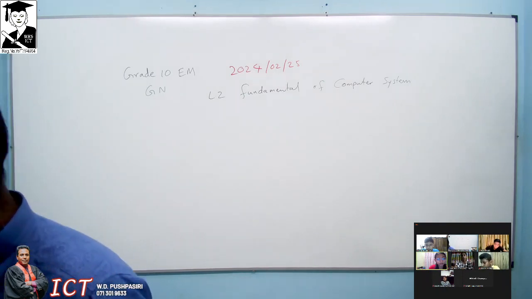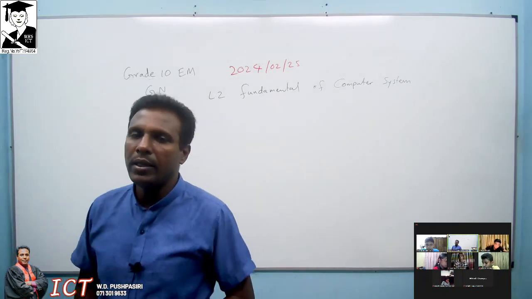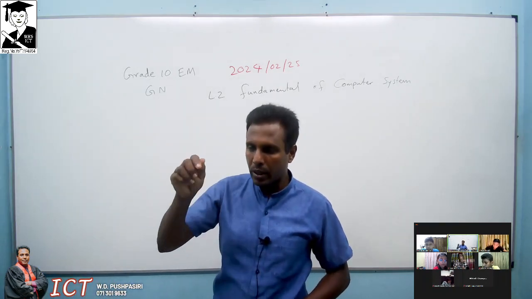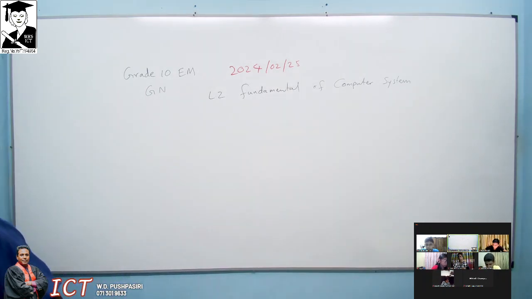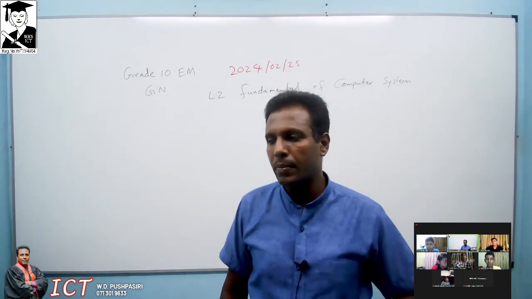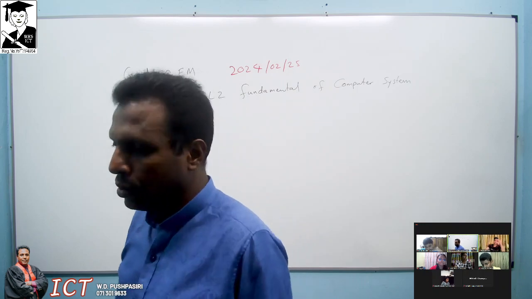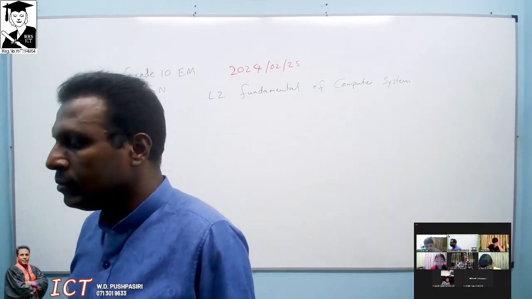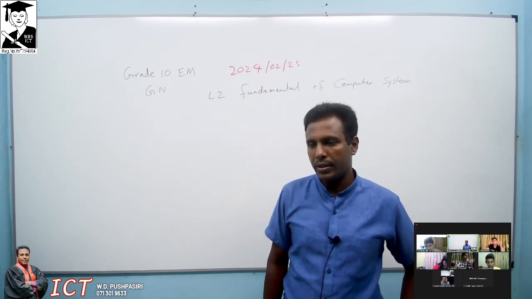What I said was, I was asking you to write down the features of a computer. So point by point, you can write down speed, accuracy, efficiency. That's in the book, page number 32. Versatility, storing and retrieving, all those things.